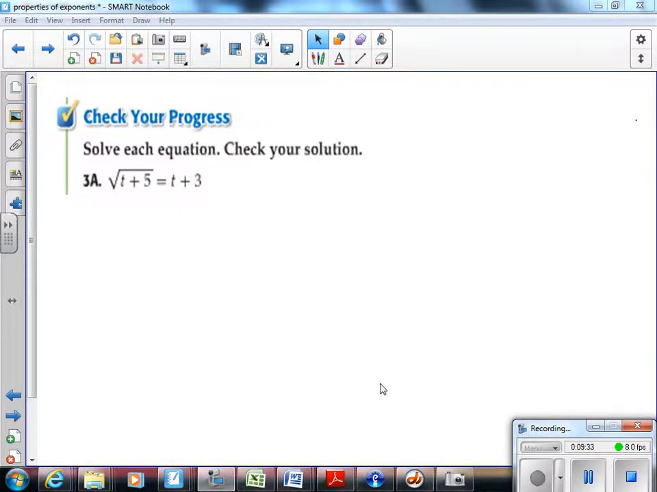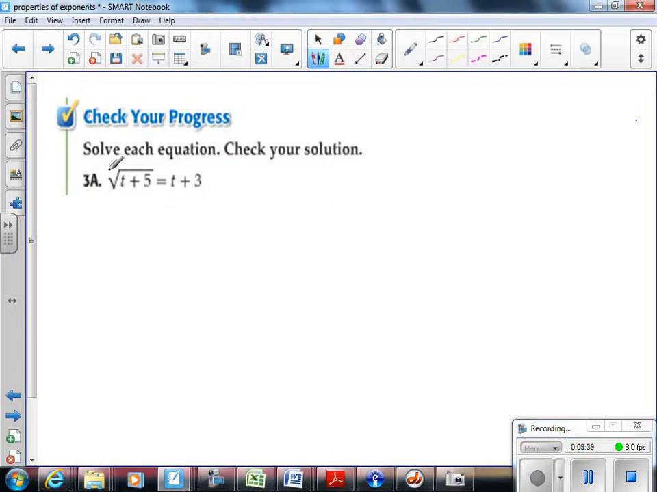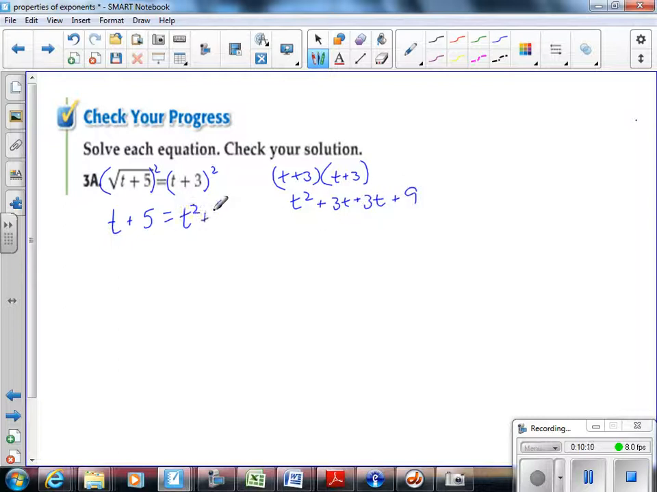All right, let's try one example. We're going to solve this equation, and then we're going to check our solutions. Okay, I have to first square both sides since the radical sign is already isolated. And I get t plus 5 is equal to, and then I have t plus 3 quantity squared. So I have t squared plus 3t plus 3t plus 9, or t squared plus 6t plus 9.